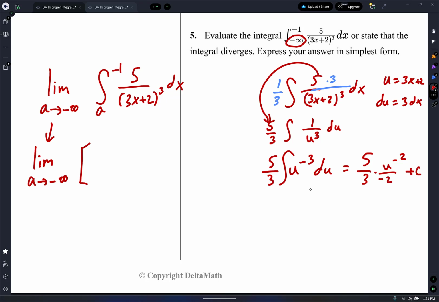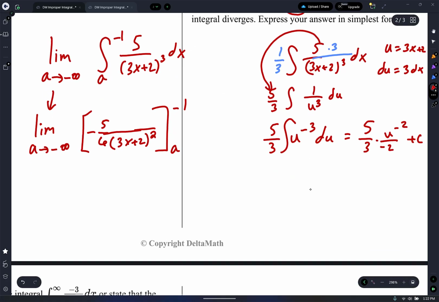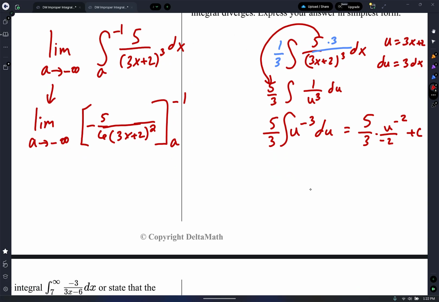So what is all that? Negative 5 over 6, parenthesis, (3x plus 2) squared. Close the bracket, put a lower limit a, put an upper limit negative 1. Do we feel okay? Okay, then you're going to write this. Still continue with the word limit because we haven't evaluated it. Limit as a approaches negative infinity.